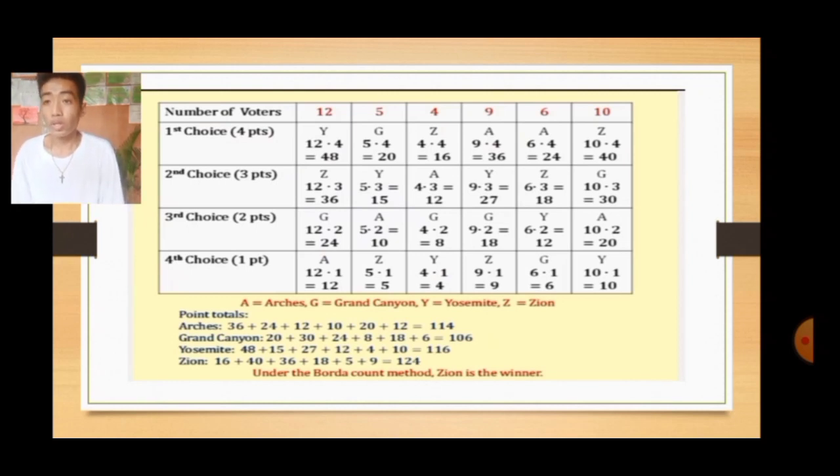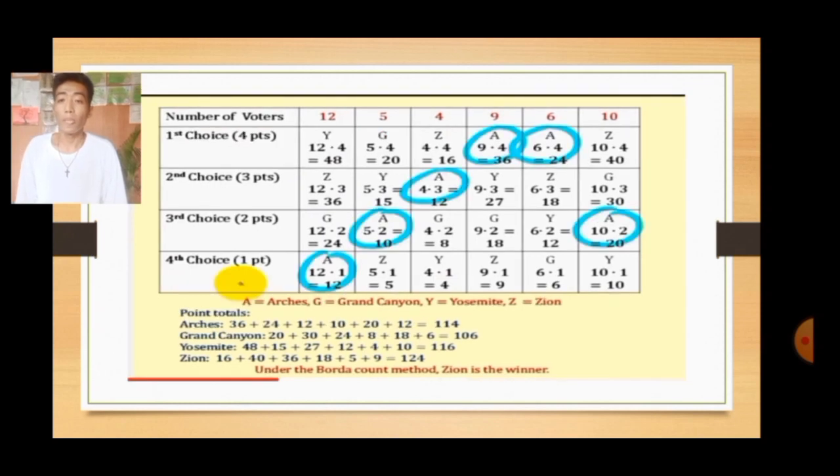And fourth choice is 1 point. A got 12. Z got 5. Y got 4. Z got 9. G got 6. And Y got 10.